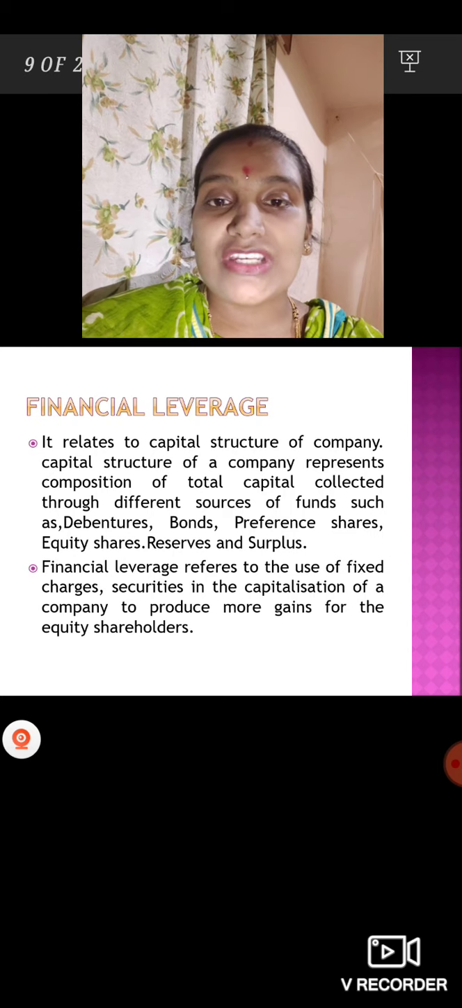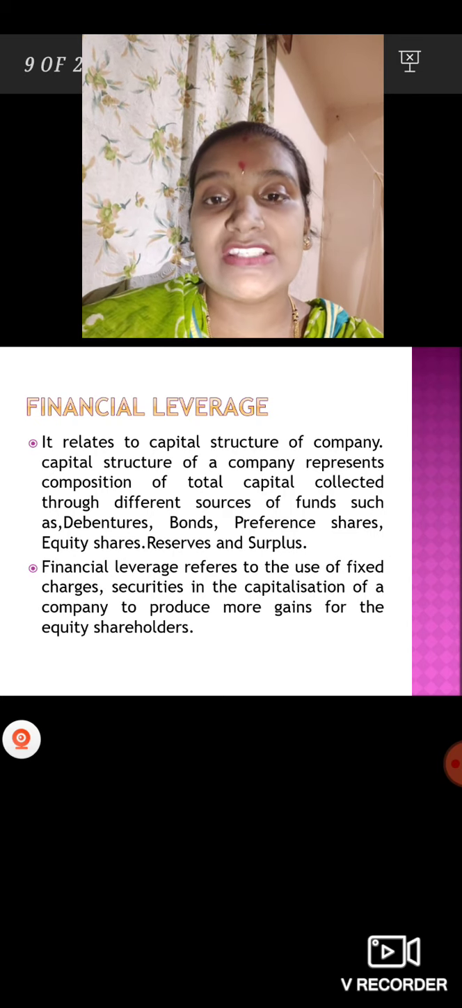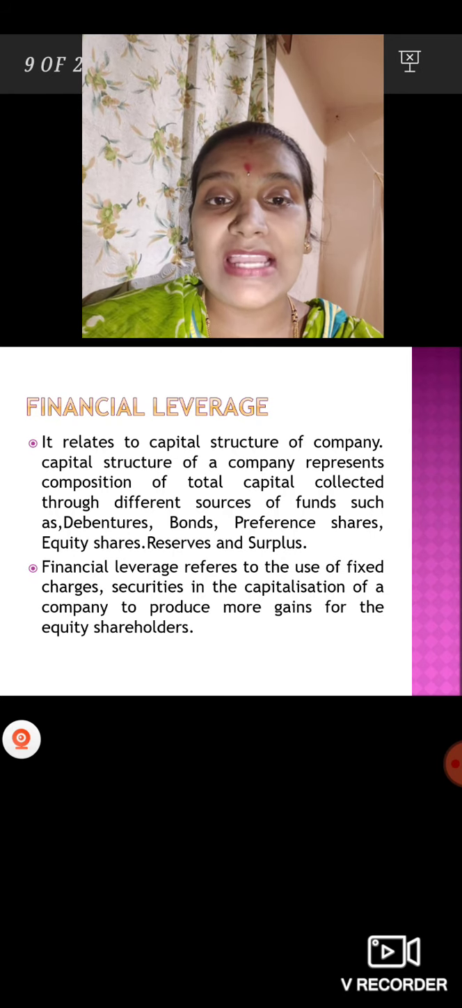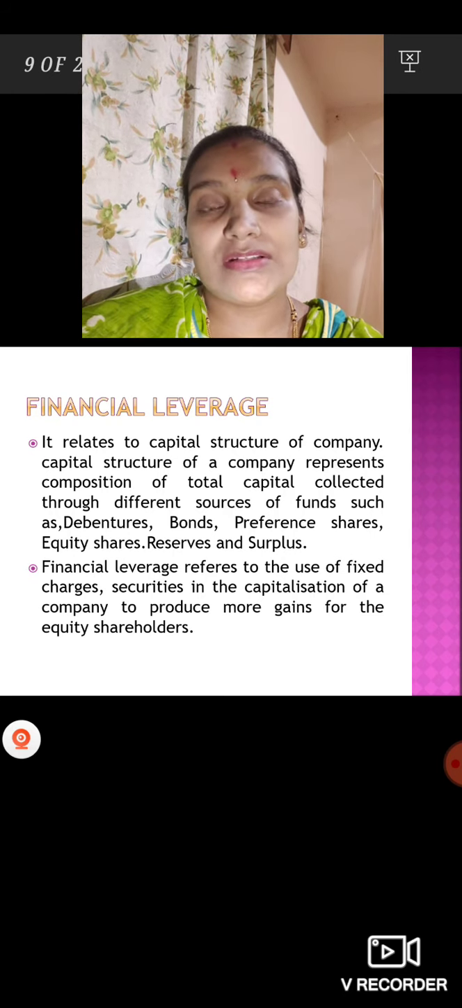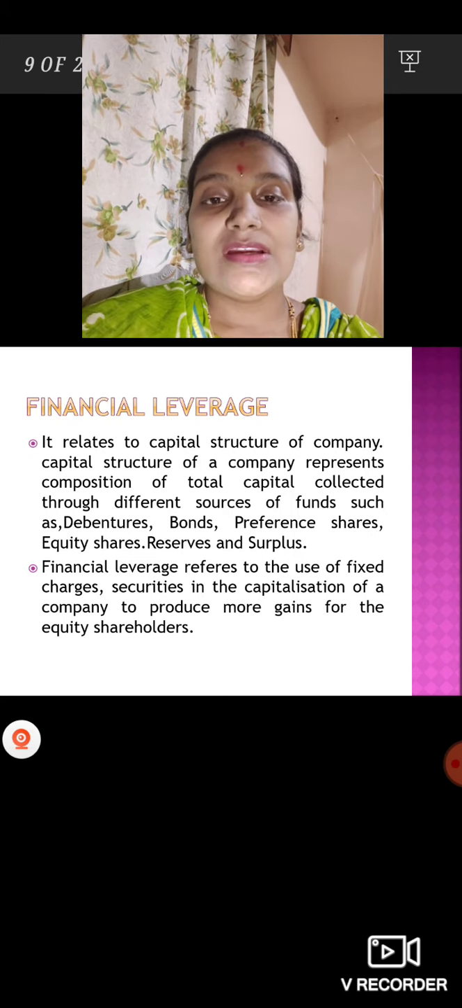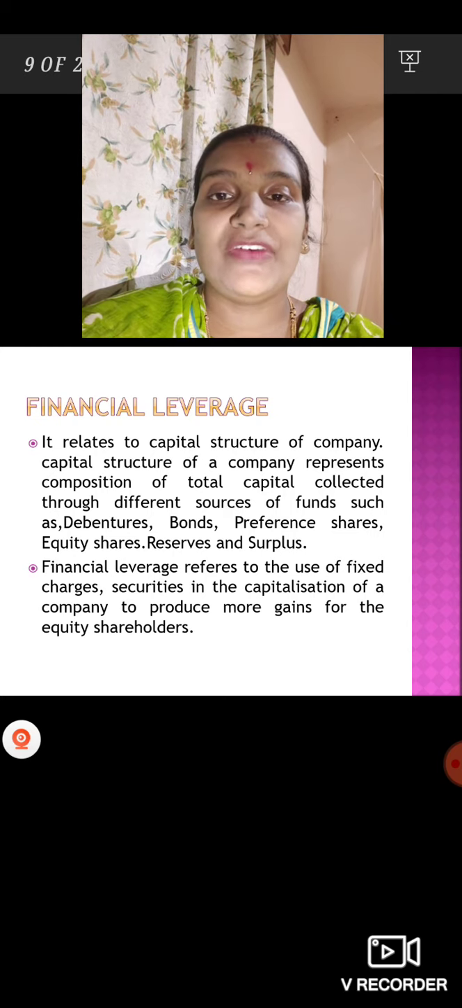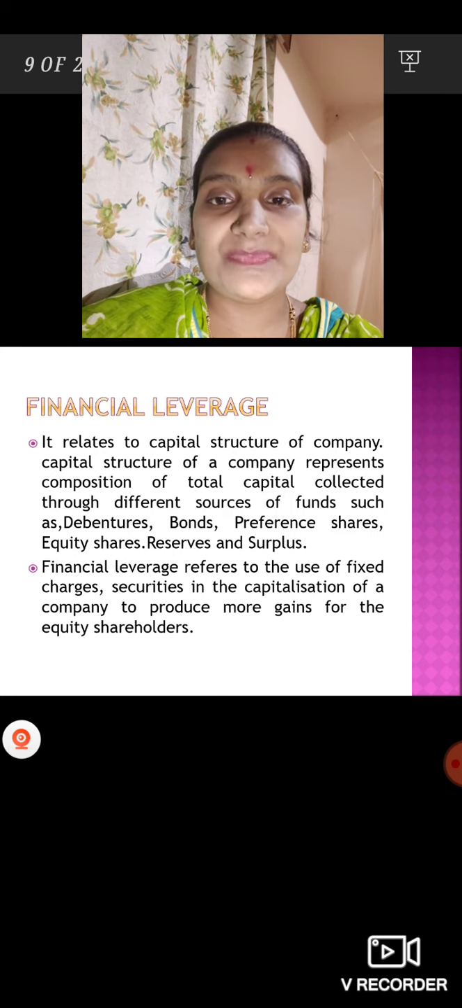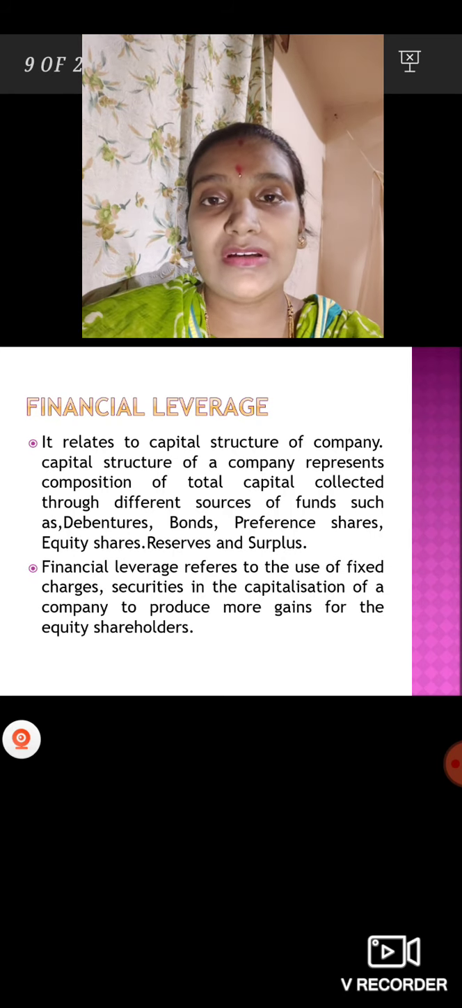Now what is financial leverage then? Financial leverage refers to the use of fixed charge securities in the capitalization of the company to produce more gains for the equity shareholders. So mainly we are going to concentrate on the gain or wealth maximization of the equity shareholders here. So financial leverage mainly depends upon the capital structure of the firm.